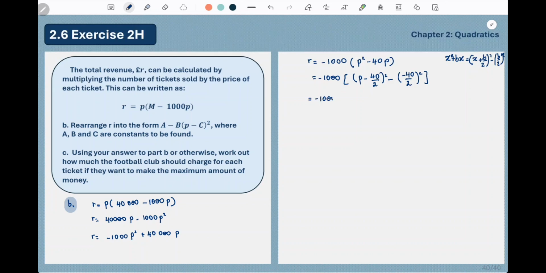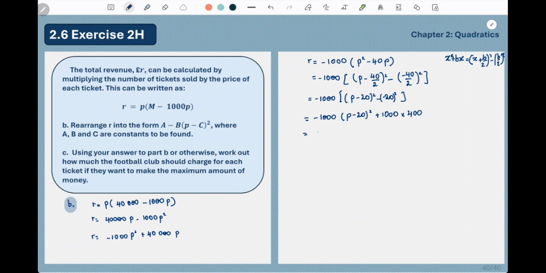Minus 1,000. So 40 over 2 is 20. So p minus 20 squared minus 20 squared. We can simplify later. So minus 1,000, so I'm going to expand. So I'm going to have minus 1,000 p minus 20 squared minus 1,000 times this. Okay, so minus 1,000 times minus becomes plus, and minus 20 squared, if we were to calculate it, will become 400.